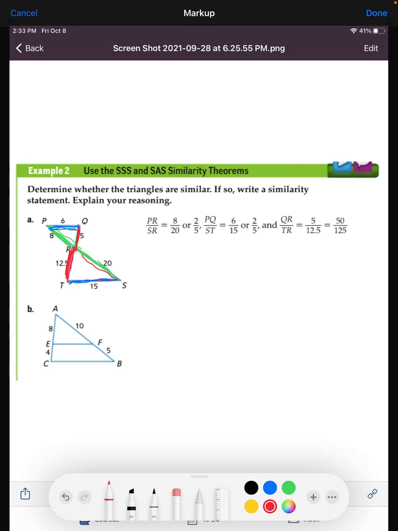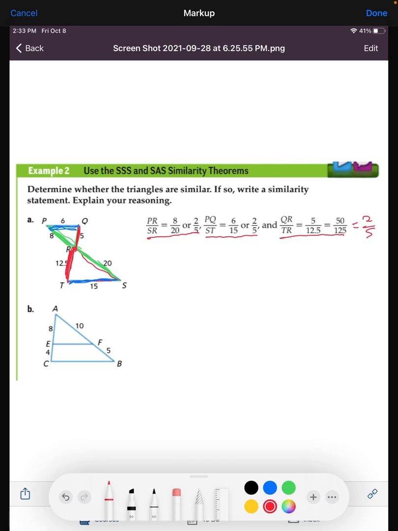And if we calculate this out, we get PR over SR is 2/5, PQ over ST simplifies to 2/5, and QR over TR simplifies to 2 over 5. So 50 over 125 equals 2 over 5. And so we can say, yes, these are similar.